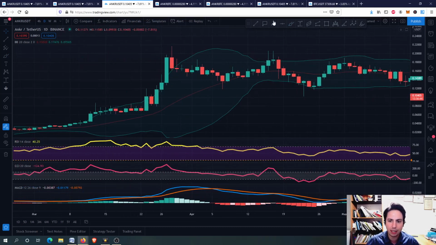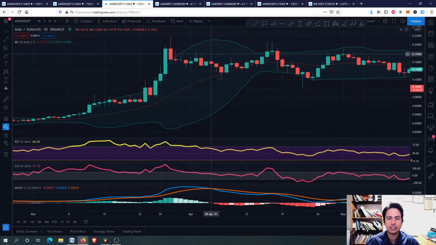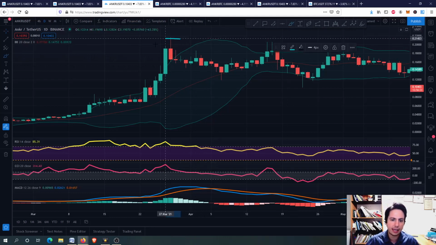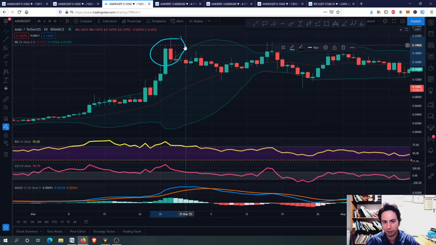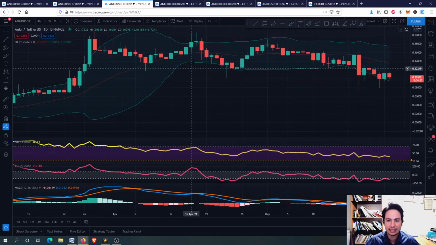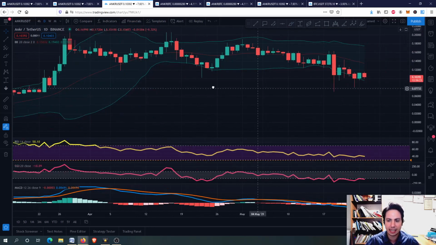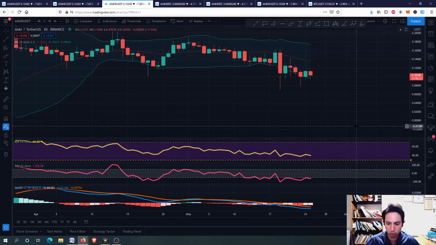When we have an impulsive wave, like here, we were following the top line of the Bollinger Bands. The Bollinger Bands measure the volatility. Therefore, the higher the distance between the bottom and the top line, the higher the volatility. And you can see that we had a huge volatility and therefore a high risk. We were overextending the top line of the Bollinger Bands. Then we went back inside, overextended back inside, and now we are going to the bottom line.